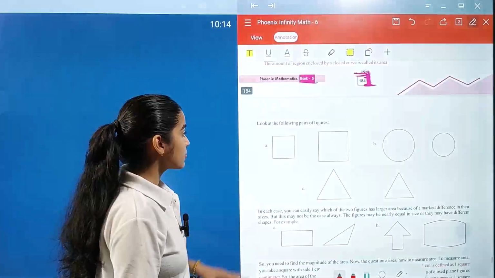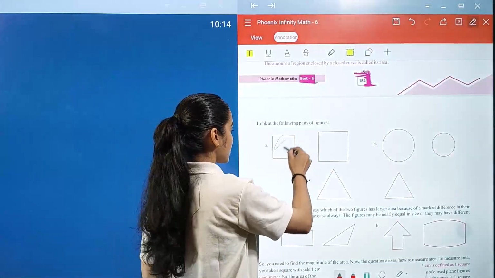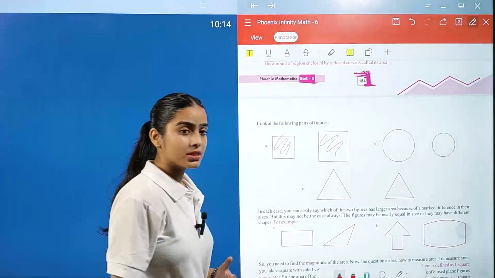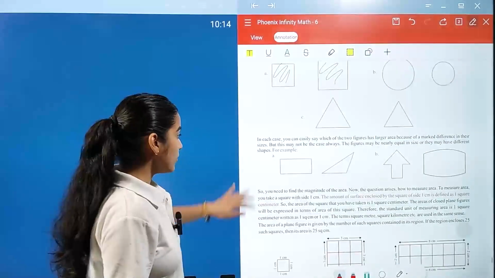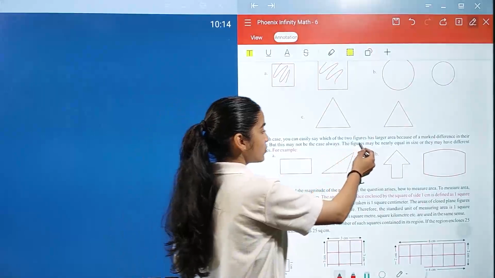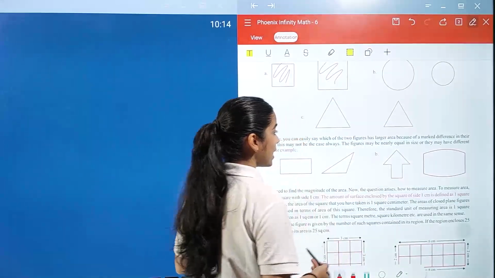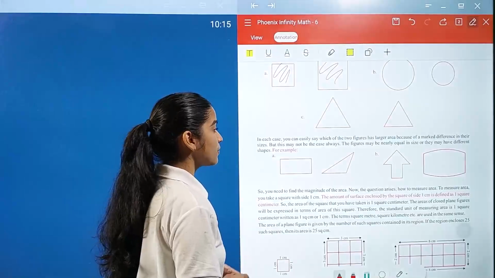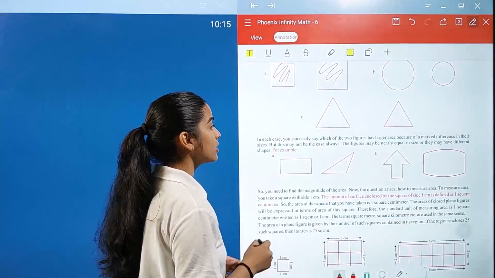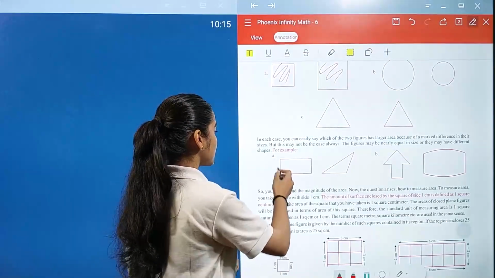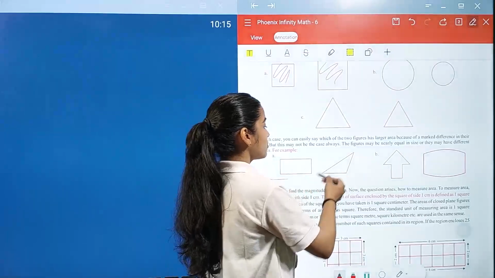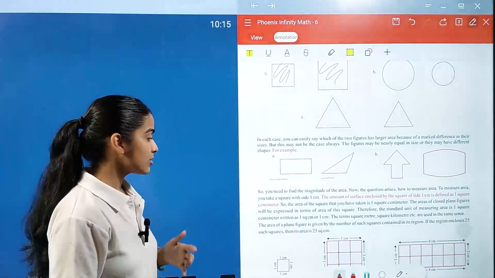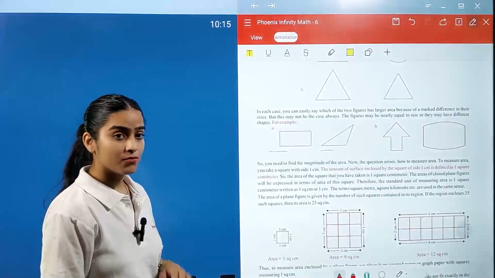So look at the pairs of figures in this portion. We have a square region, and by observing it you can simply say which has the greater region. So in each case you can easily say which of the two figures is larger because of a marked difference in their sizes. But this may not be the case always. The figures may be nearly equal in size, or they may have different shapes. For example, this and this. For these you cannot say which one has the larger region and which one has the larger area. So for this we have some formulas.